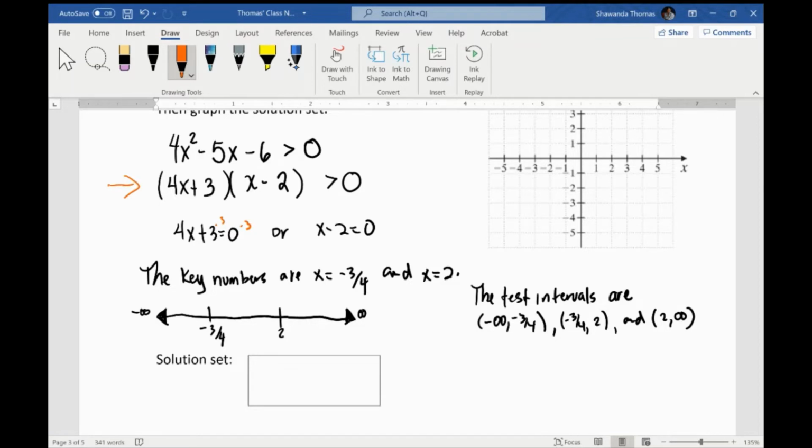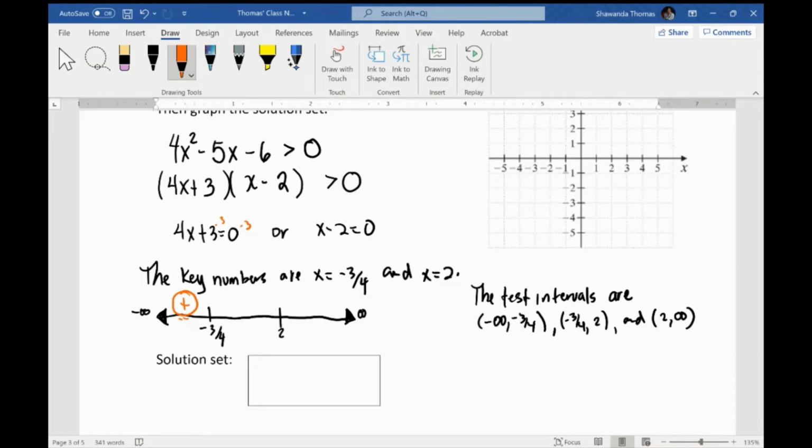So negative 2. If we plug negative 2 into the first parenthesis, would it be negative or positive? Negative. So that'll be a negative times, would it be negative or positive for the second parenthesis? Negative 2 minus 2, what is that? It's negative. A negative times a negative is positive. All right, let's test a number between negative 3/4 and 2.